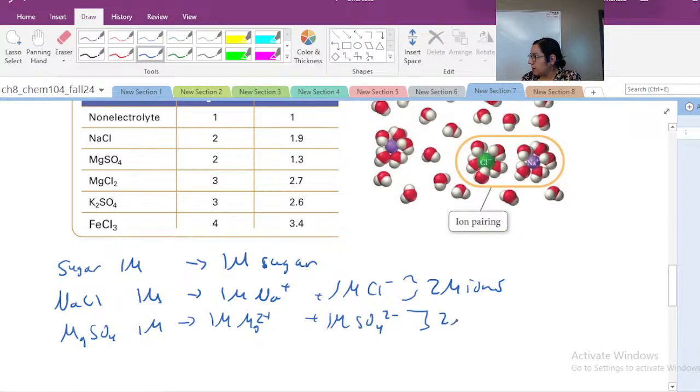Again, giving us effectively 2 molar of ions. And sometimes you do see this as normality. So normality, not to get too off subject, is like the measure of ions. So that's sometimes where you see it.